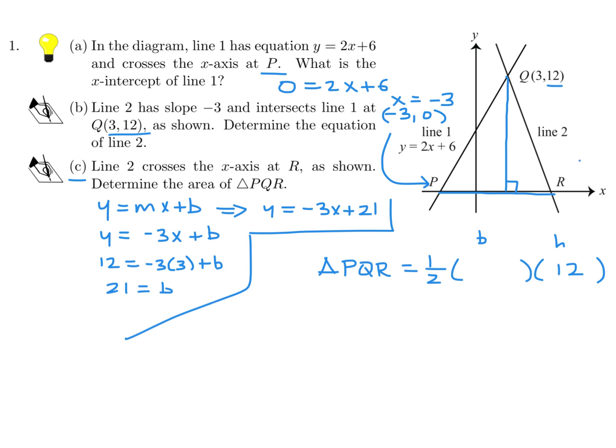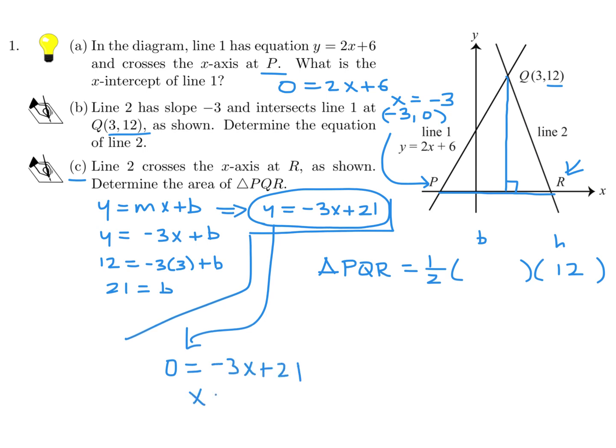Now once we get the base, then we're all set. To get the base, we would obviously have to find R. To get R, all we have to do is take this equation and find the x-intercept, and we can easily do that by setting y equal to 0. And when we do, we get x equal to 7. So this is 7, and this was minus 3. So from minus 3 to 7 is a distance of 10. So that's what goes there. And therefore the area would be 1/2 times 10 times 12, which is 60.